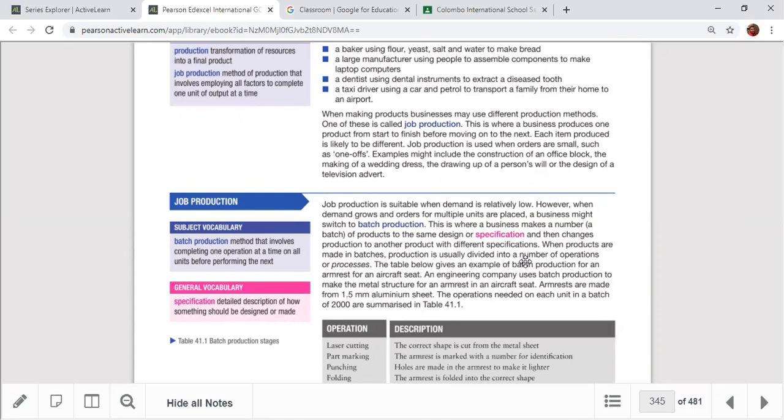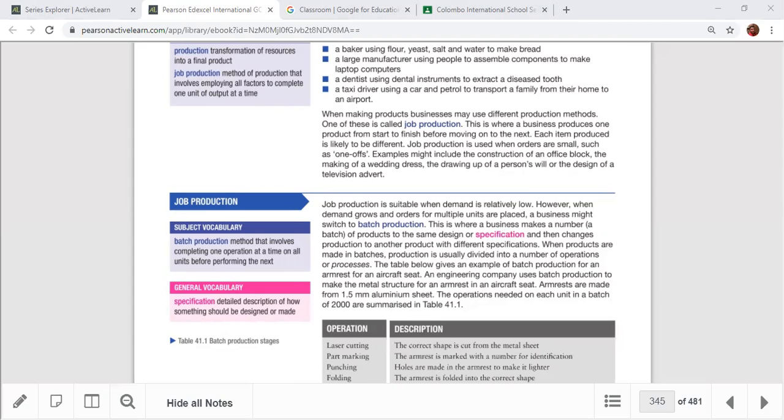or specification, and then changes production to another product with different specifications. When products are made in batches, the production is usually divided into a number of operations or processes. The table below gives the advantages and disadvantages. You can see the organizations here, the batch production users, and mainly the specification.